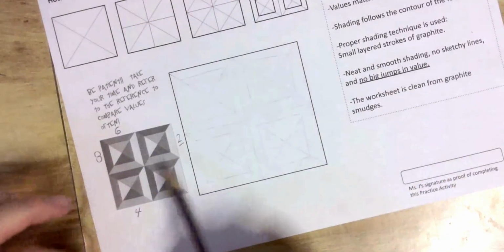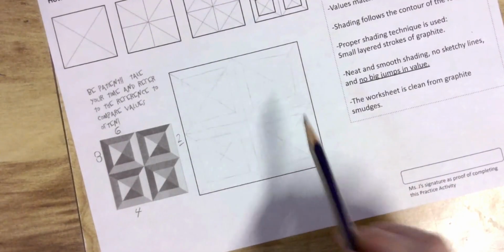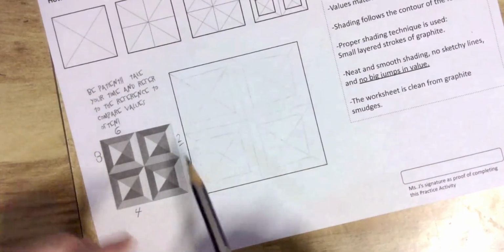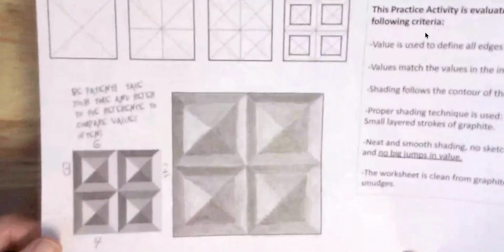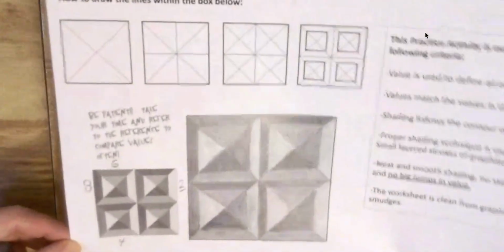You could start with the darkest values. You could do one box at a time, but again, as you're shading, you want to look back and forth and compare your values and use your value scale to help you out. And here's the finished example for the page 2 of this part of your practice.